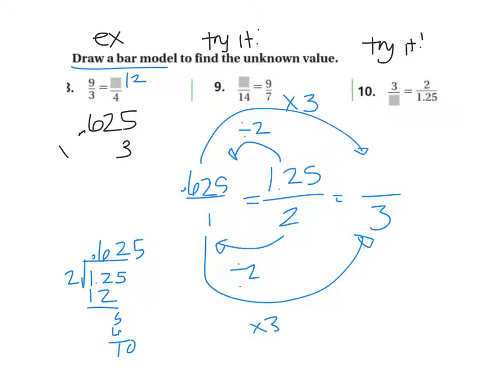Because I looked in the book and the answer is 1.875. So this is the answer. Let's just double check our work. 15, 6, 7. Oh, looks good. And then 1, 2, 3. So that's how you would get 18.75.